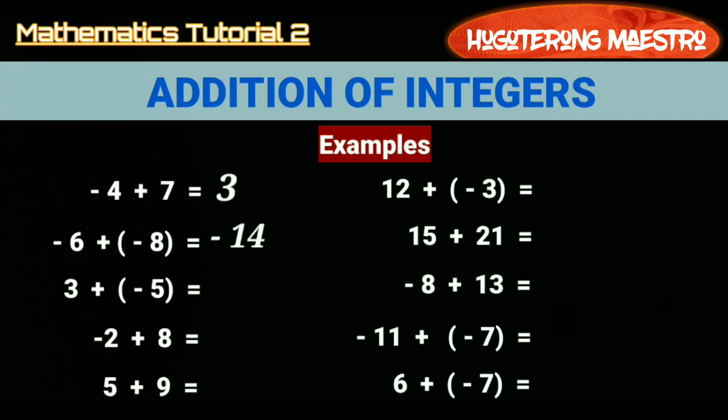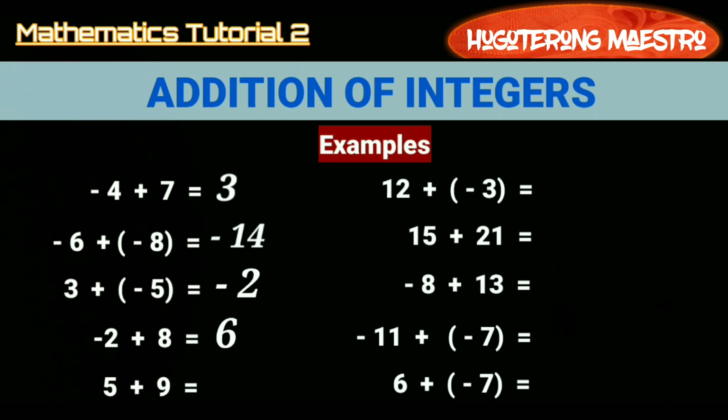3 plus negative 5. So, hindi pareho ang sign, so we will subtract and follow the sign of the bigger number. So, our answer is negative 2. Negative 2 plus 8. So, unlike sign, so we will subtract the bigger number to the smaller one, then follow the sign of the bigger number. So, our answer is positive 6.